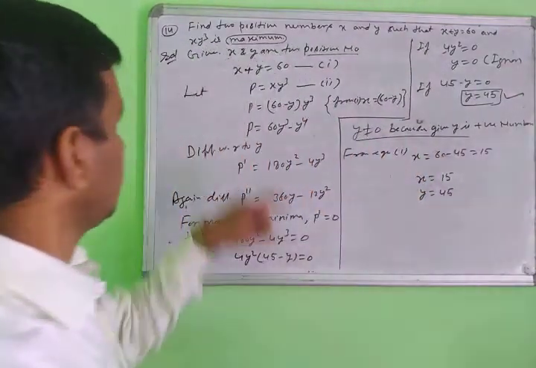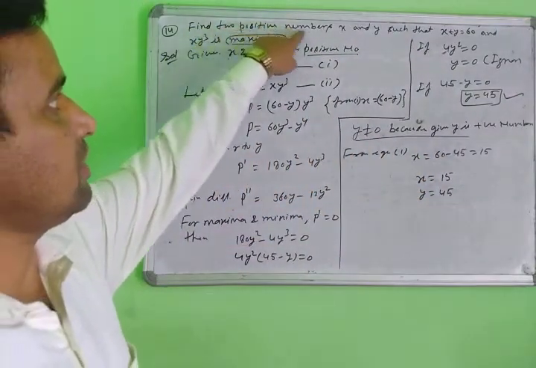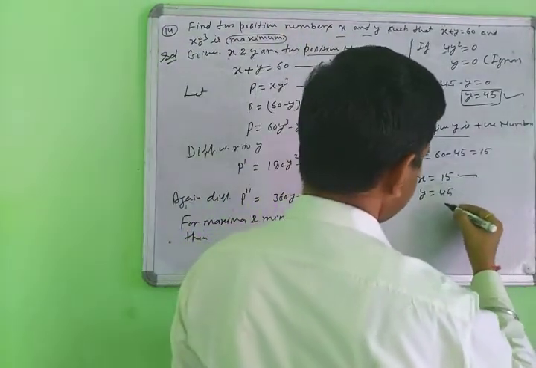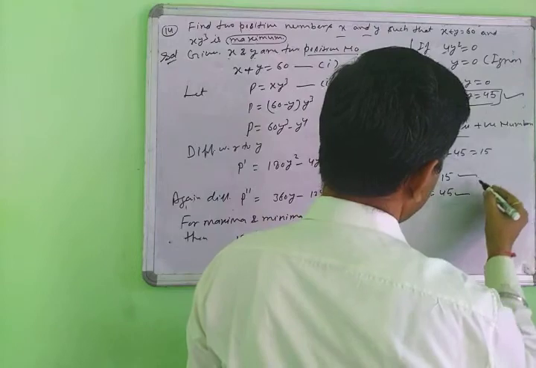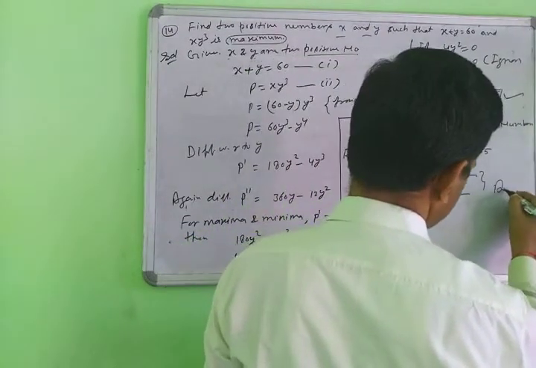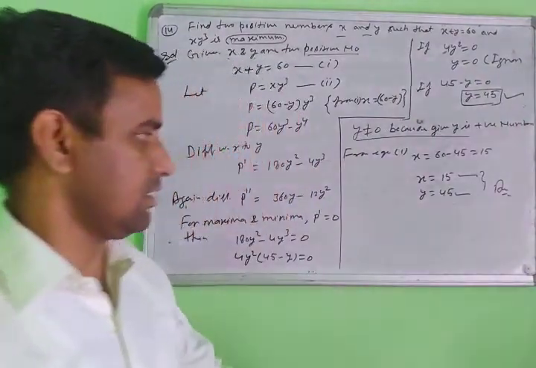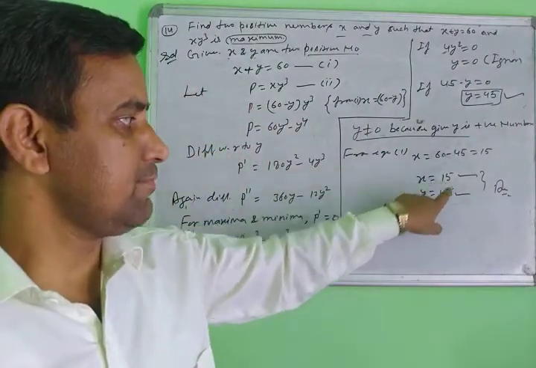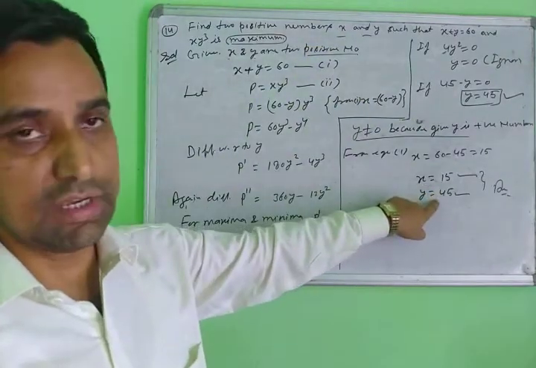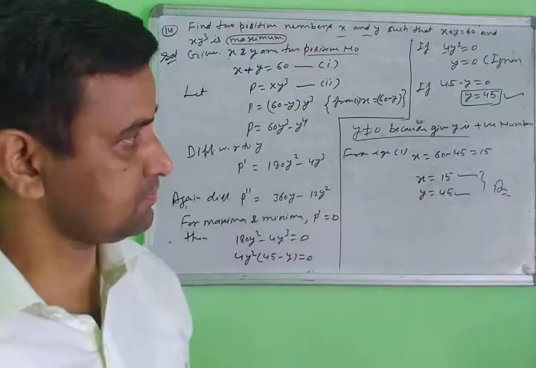Here we were asked to find two positive numbers x and y. The value of x equals 15 and y equals 45. This is your answer. So the two positive numbers are x equal to 15 and y equal to 45. So here you have found the two positive numbers. This is your answer.